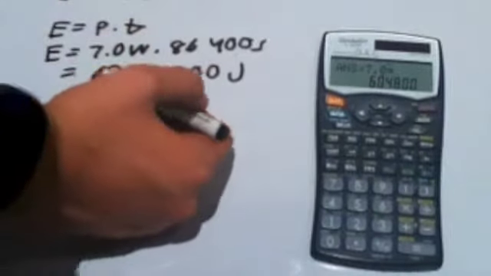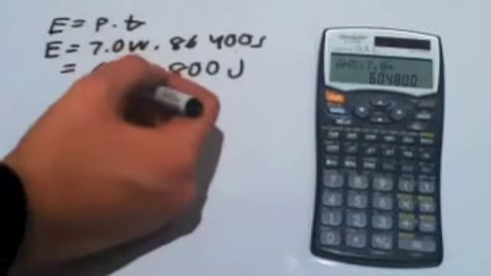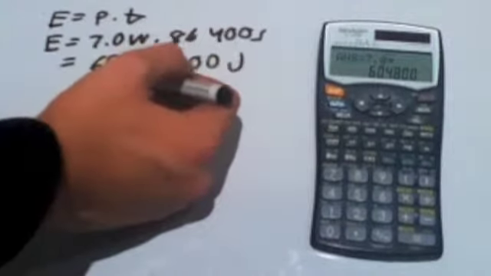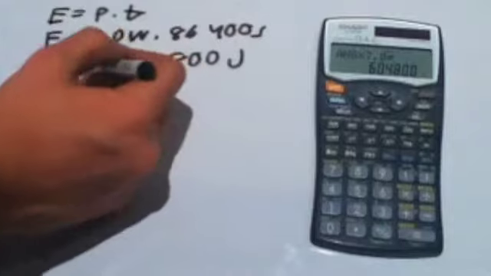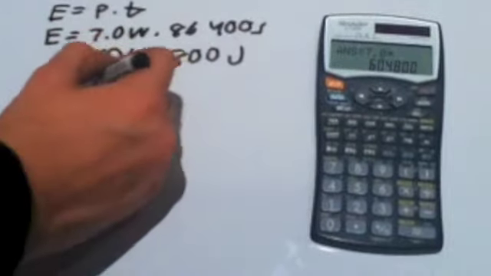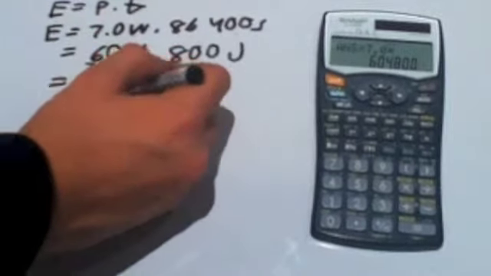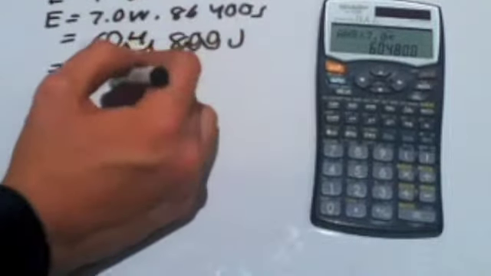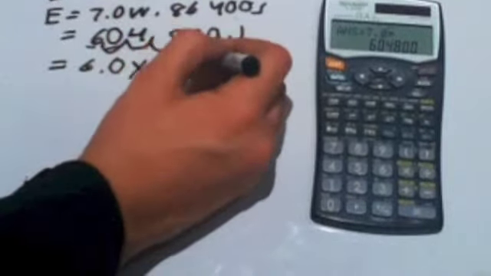Looking back at the question, we can see that the lowest number of significant digits are 2, so we want the final answer in 2. If we rewrote this as 600,000, we would know that we have one significant digit, but we want 2. So we have to write it in scientific notation. Placing the decimal place here, we can count 1, 2, 3, 4, 5. So it's 6.0 times 10 to the power of 5 joules.